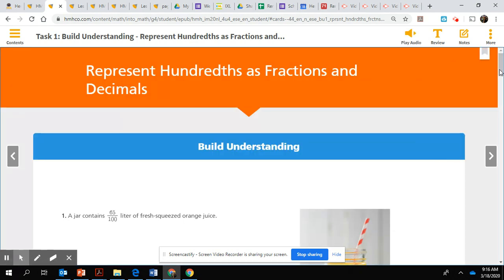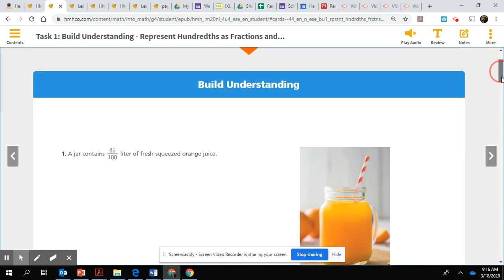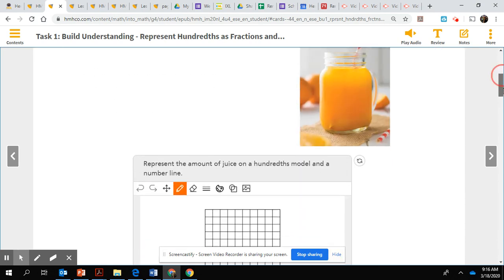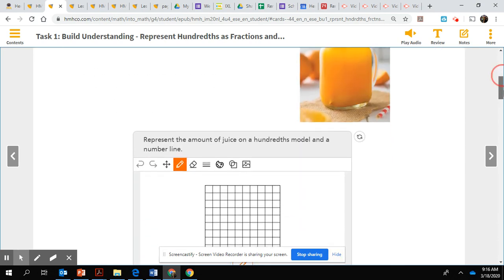All right, awesome. So now we're looking at the build understanding, and it says for number one, a jar contains 65/100 liter of fresh squeezed orange juice. So notice that your denominator is no longer tenths. We are now in hundredths, okay? Doesn't that look like a refreshing glass of orange juice? Okay. So you look here, it says represent the amount of juice on a hundredths model and a number line.